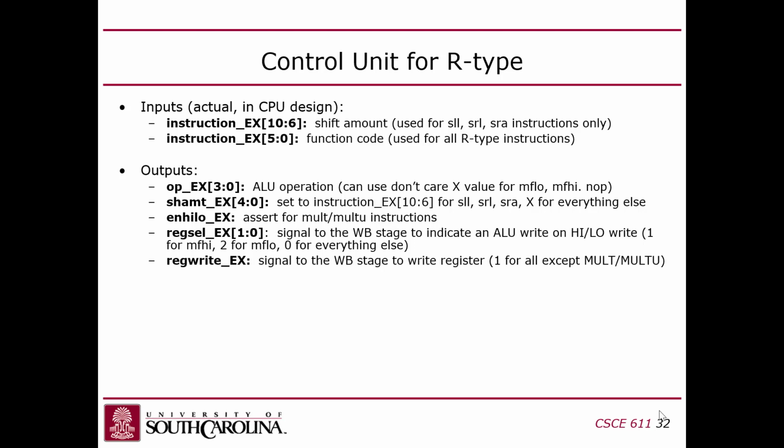Enable high-low is asserted only if you're executing a multiply instruction and not asserted otherwise. Reg select is usually 0 if you're just writing back whatever's coming out of the ALU, but you're going to set it to 1 or 2 for a move from high or move from low instruction. And the reg write is going to be asserted whenever you're doing something that writes to a register, which is any of the arithmetic, logical, shift, comparison instructions. You guys with me?